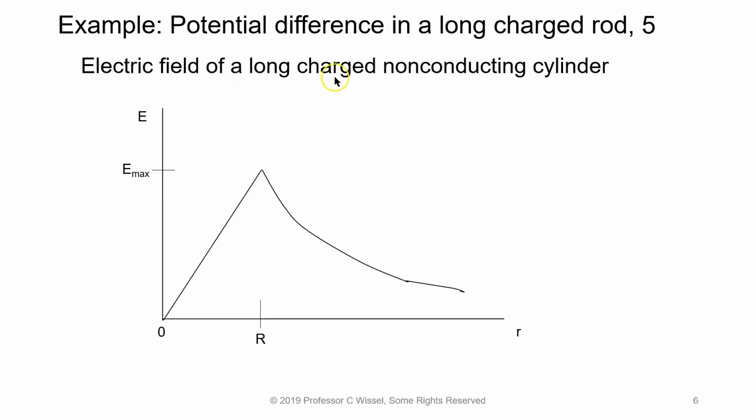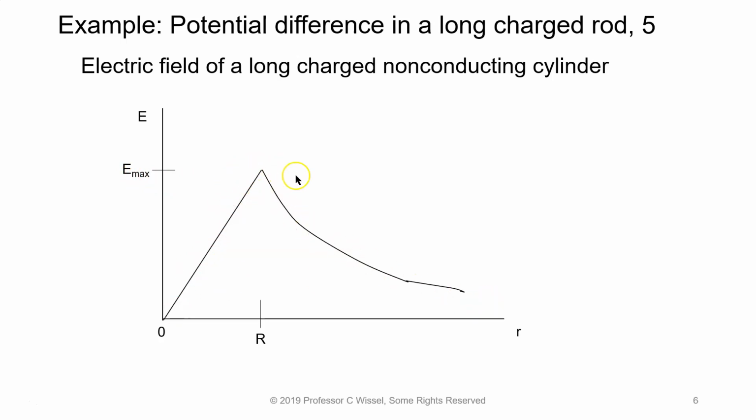Okay, so here's the electric field of a long charged non-conducting cylinder as a plot. Here, of course, is the electric field versus the distance you are from the center. Center is here. Here's the surface of the cylinder, and of course, going outward. Notice it goes as proportional to R until you reach the surface and E max, and then it falls off as 1 over R.